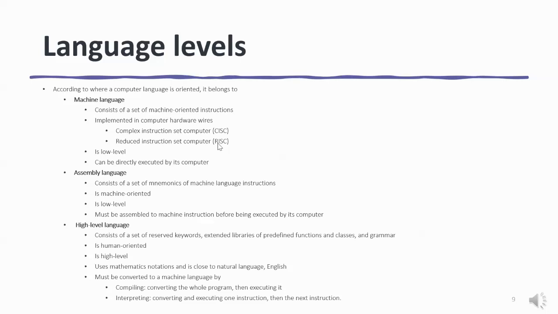There are two methods in conversion. Compiling is converting a whole program to machine code. Then the converted program can be executed. Interpreting is converting and executing a single instruction, then the next instruction. High-level languages provide easiness and flexibility in programming. They are not bound to any specific machine.